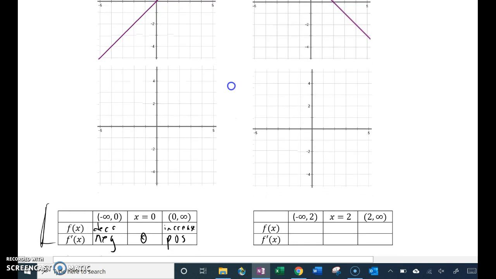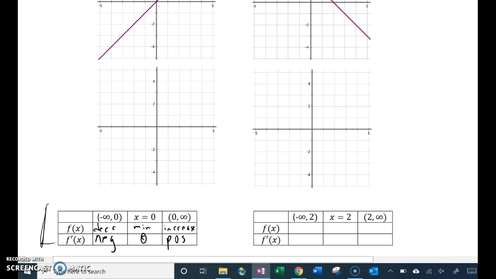And then the other thing is that at x equals 0, the derivative was 0, which means that the tangent line at that point has a slope of 0. So if you look to the left, it was decreasing, and to the right, it was increasing. That means that this is going to be a minimum value right there.